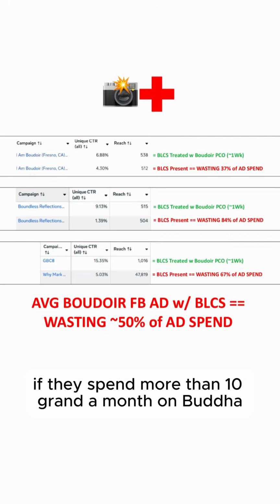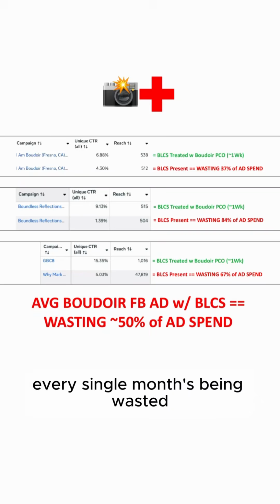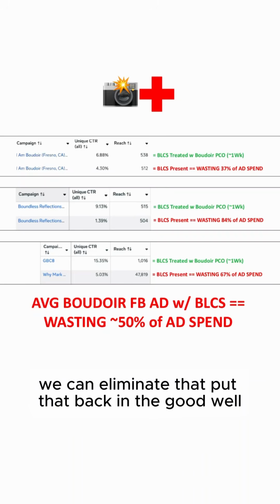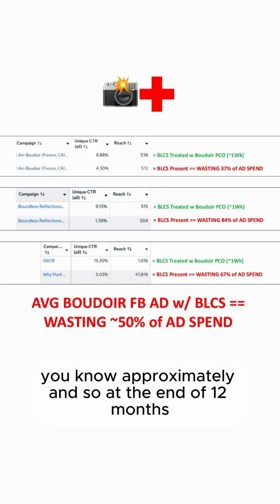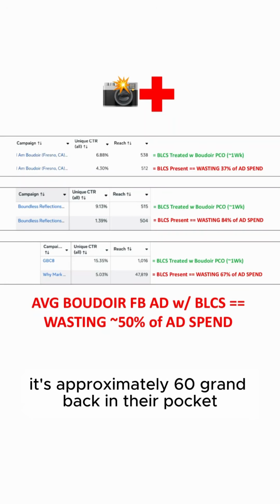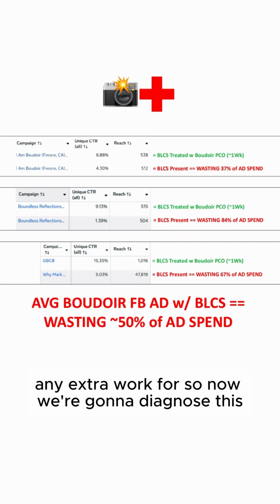So if they're spending more than 10 grand a month on Boudoir Facebook ads, then approximately 5K every single month is being wasted. We can eliminate that and put that back in the Boudoir photographer's pocket, literally every single month, approximately. And so at the end of 12 months, it's approximately 60 grand back in their pocket. They don't have to do any extra work for it.